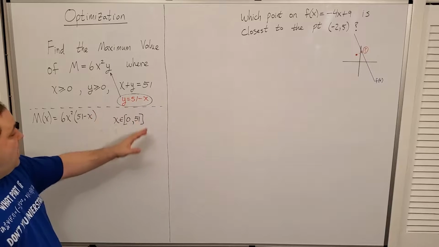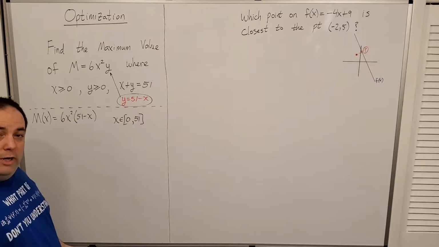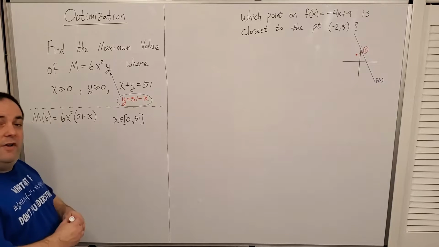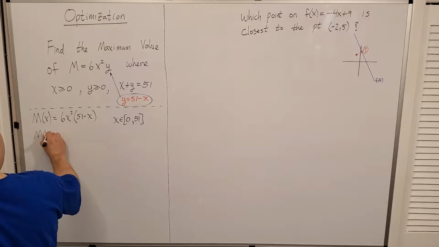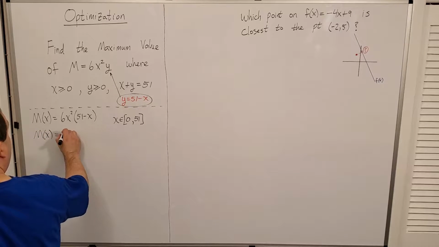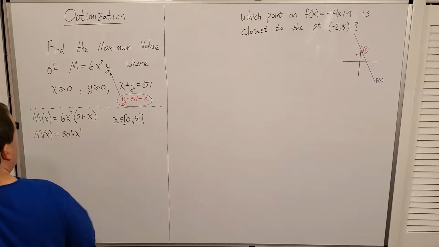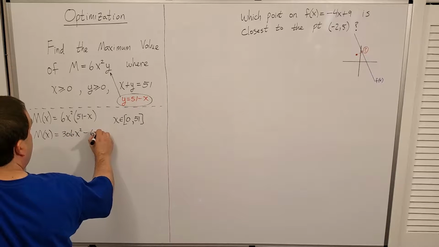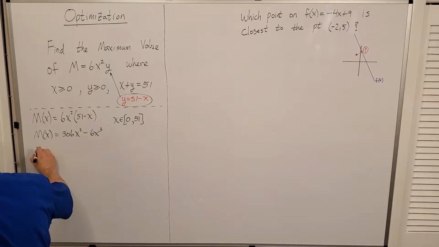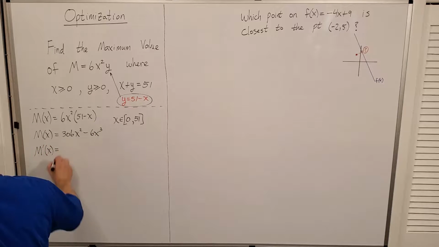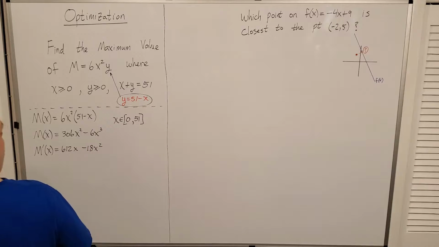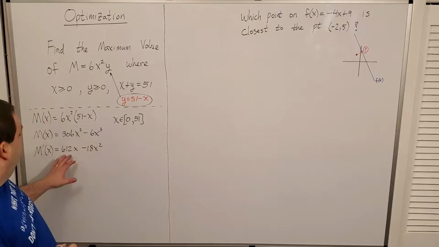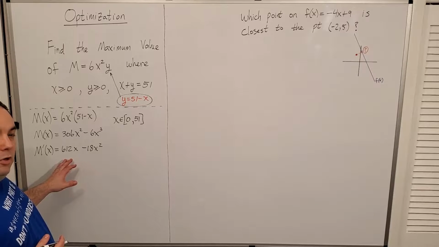Well, remember, besides endpoints, I also have to check critical points. So that means I need to find a derivative. To make this easier, I'm just going to multiply it out first. M of x is going to be equal to 306x squared minus 6x cubed. So my derivative, m prime of x, is going to be equal to 612x minus 18x squared. And this is never going to be undefined, so I'm not worried about undefined critical points.